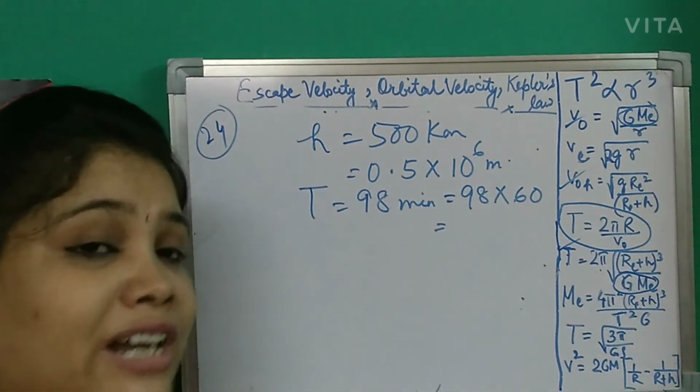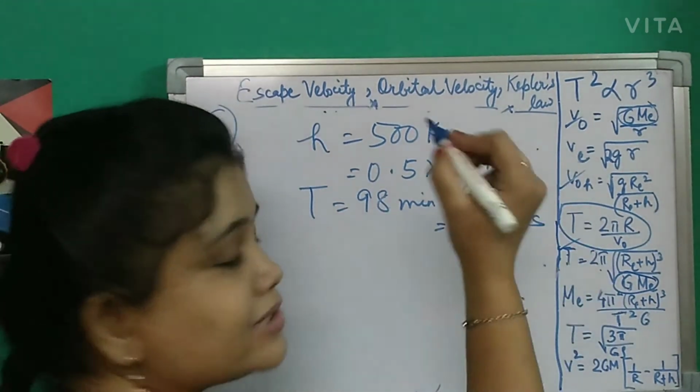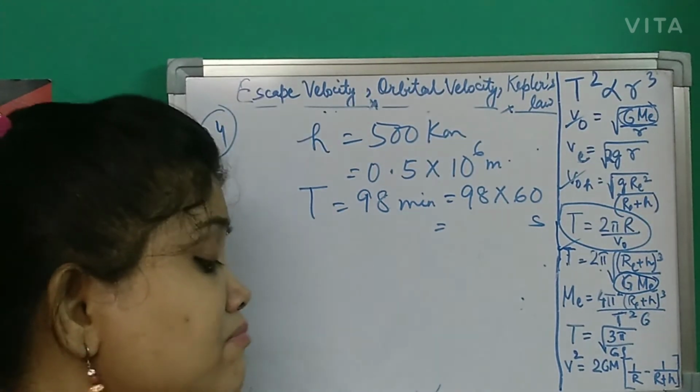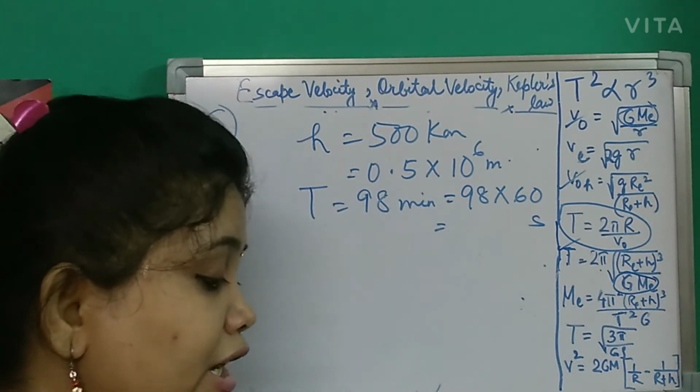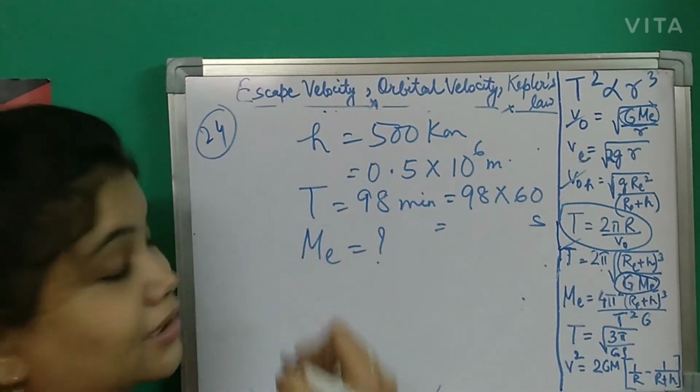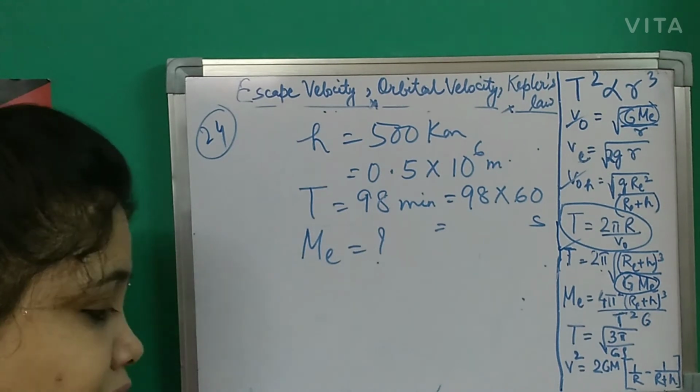Okay. So you will multiply and get the answer in seconds. Okay. What else is given? Given that, calculate the mass of the earth. So basically you are asked to find the mass of the earth. Okay. What else is given to you?